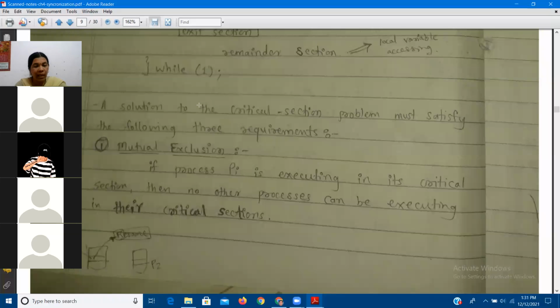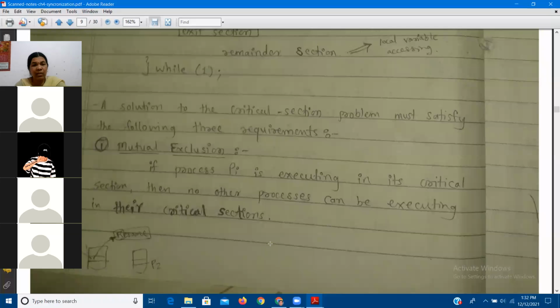We used the variable Pi, where i is equal to 0 to n. If P0 is in the critical section, assuming that all these processes are acting as cooperating processes, they are sharing common resources, right? If P0 is in its critical section, the remaining processes, that is P1 to Pn minus 1, may not be able to enter their critical section because the resource is in use by process P0. This is called mutual exclusion.